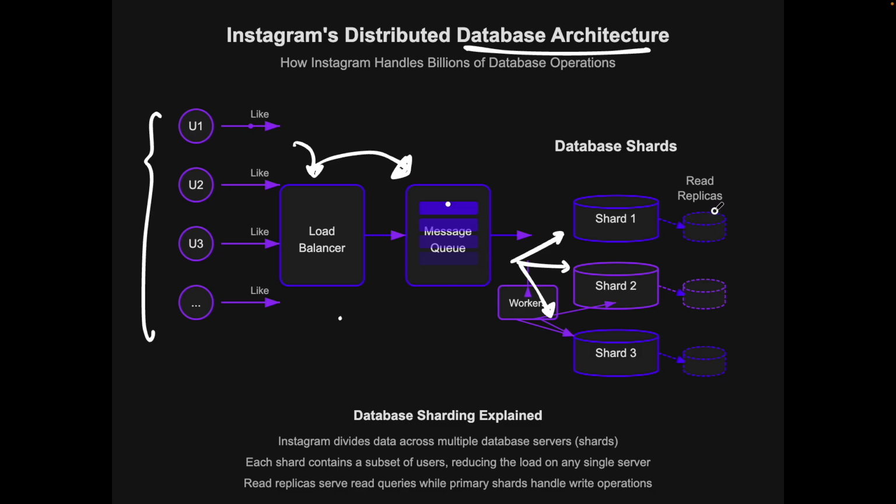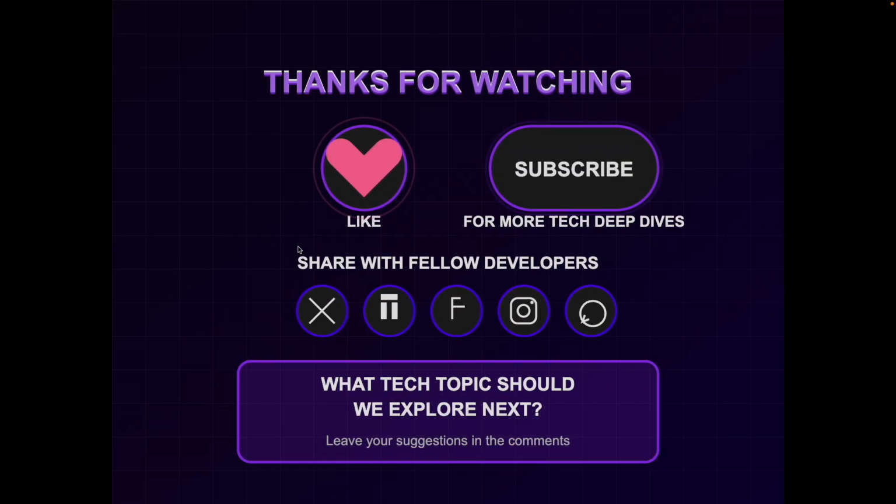We also have the read replicas, which handle all the read queries, and the primary shards, shard 1, 2 and 3, handle all the write operations. I'm sure now you understand how sharding actually works.